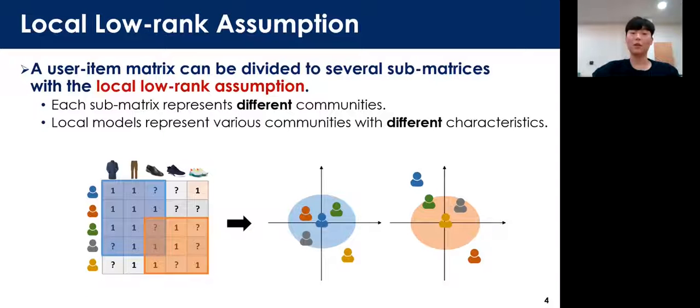So the whole matrix can be divided into multiple sub-matrices, also called local matrices. A local model is trained using a sub-matrix, so it can learn features for representing the sub-community well. In the example below, we can extract the blue and red sub-matrices from the whole matrix. As you can see in the blue circle, the local model for the blue matrix can well represent the sub-community within that matrix.